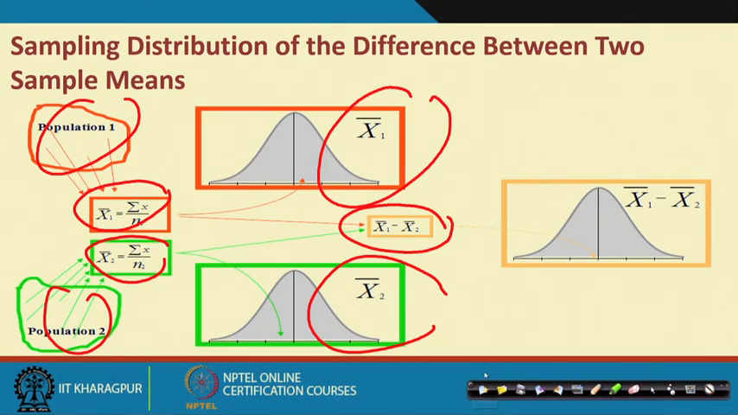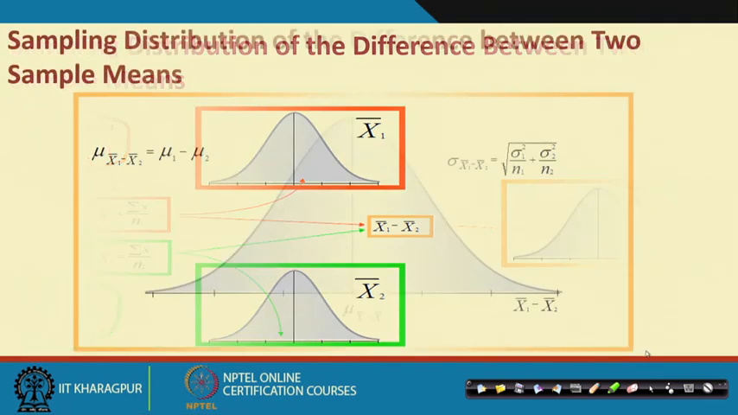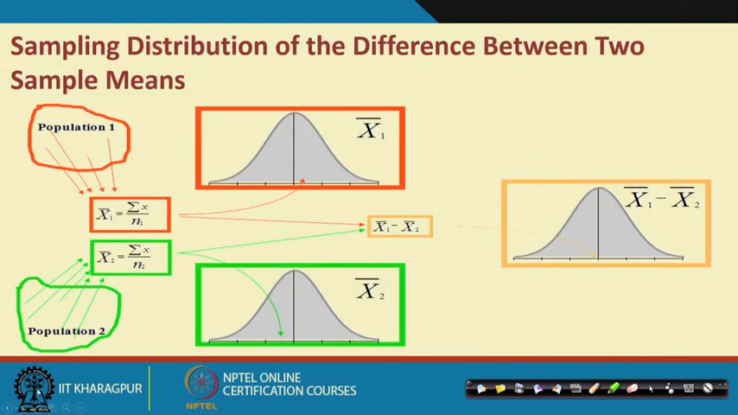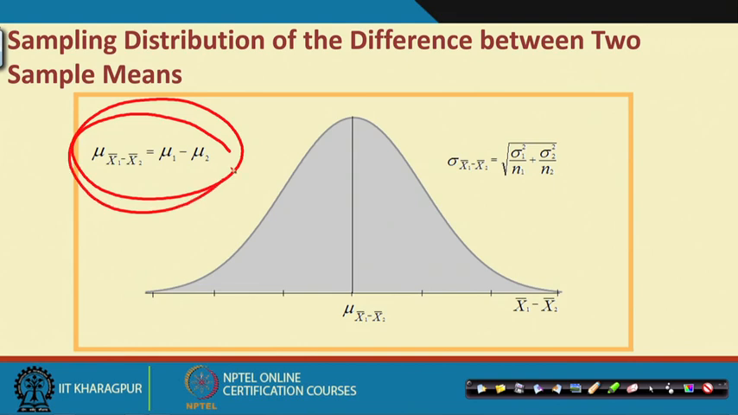Okay, so let me show you how it can be. This is how the structure looks. Here the idea is that the population mean difference is mu1 minus mu2, where mu1 is the population parameter for population 1, and mu2 is the mean of population 2, the population parameter for population 2.